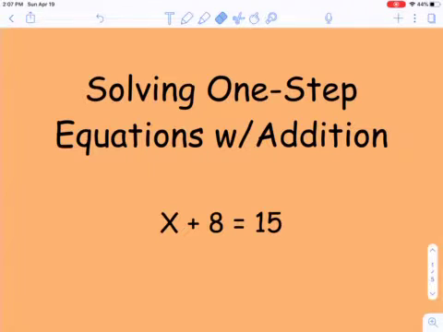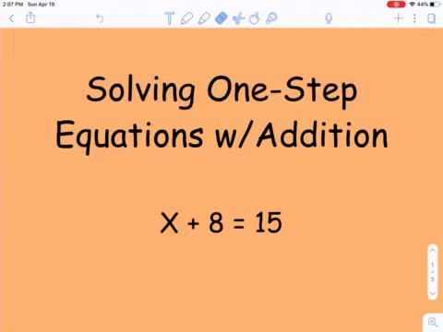So just some terminology we're going to need to know, some vocab, is our variable is always going to be our letter in the equation. And whenever you have a number by itself, like this 8 or this 15, those are called constants. So that's information we're going to need to remember.